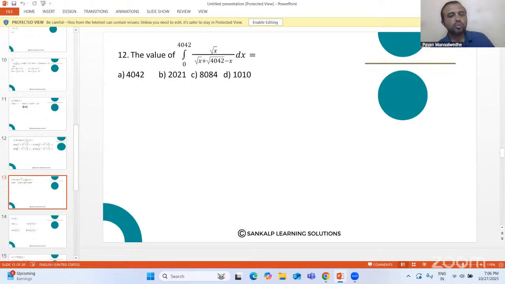It is the most important problem. Just mark it down. Many times this type of question is important under the CET. Take this for homework or else tomorrow I will solve it in the same session.